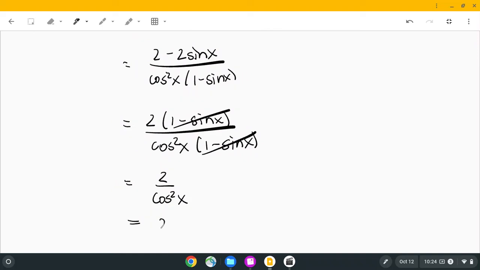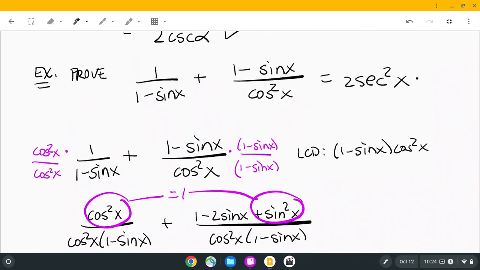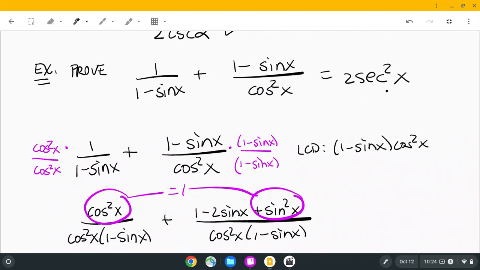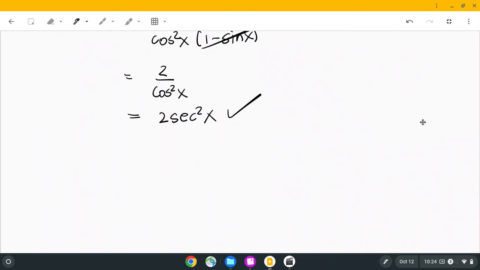And that is the same as 2 secant squared x. That's what I wanted. That's what we have on the right-hand side. Let's stop there. Hopefully that was enough examples to get you started. That is it for 5.1, just one video.